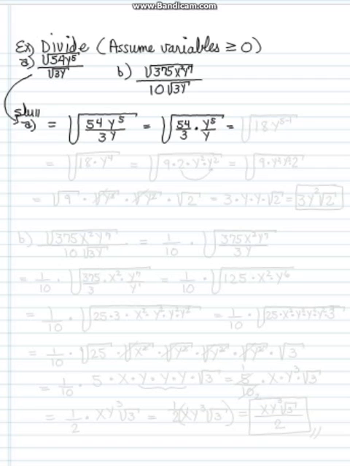And then we can simplify. 54 thirds is 18, and y to the 5th over y is y to the top exponent 5 minus the bottom exponent 1. That's the square root of 18 times y to the 4th.